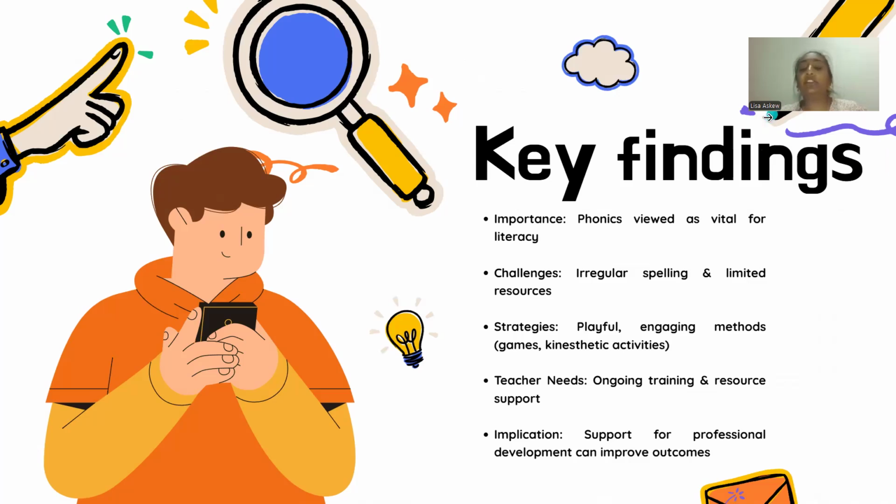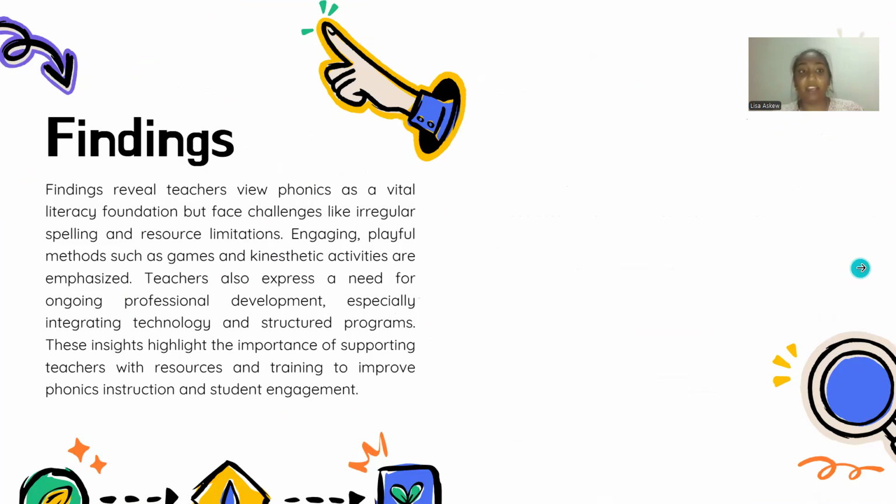In terms of what the teachers needed, they said ongoing training and resource support. A lot of the teachers had done short courses, but they felt like touch-ups on each course would be better. So providing that support for professional development can improve the outcomes, especially for student teachers.